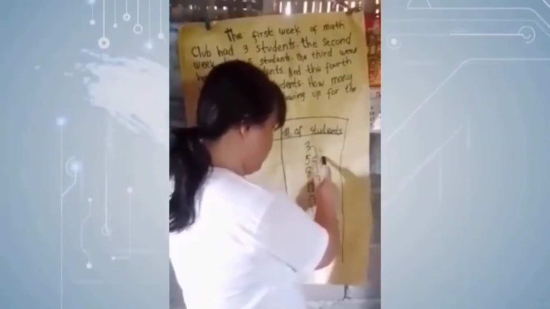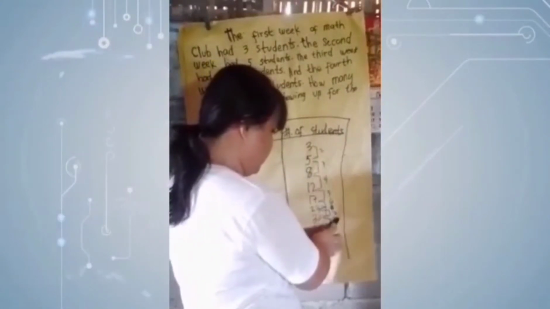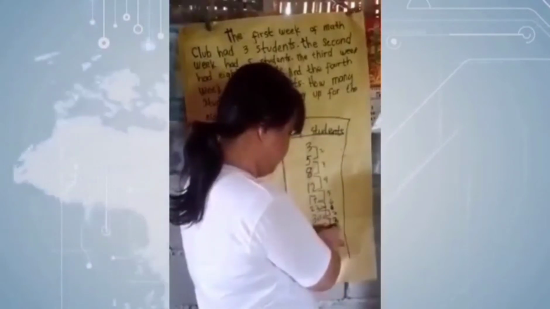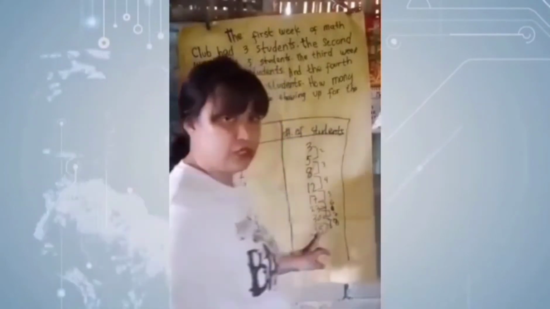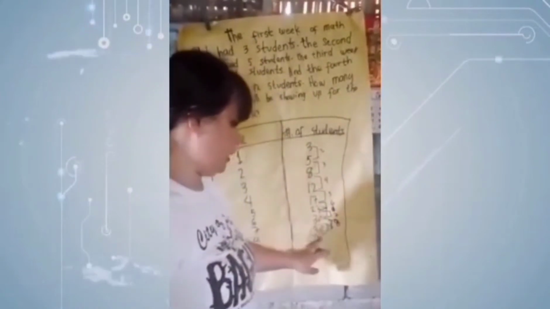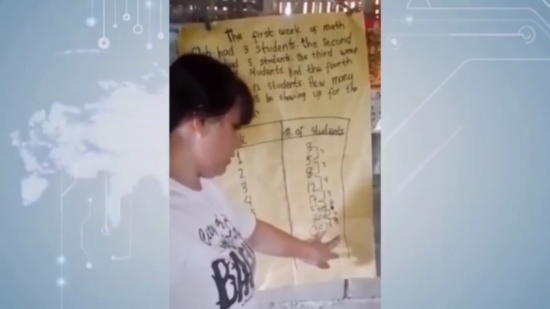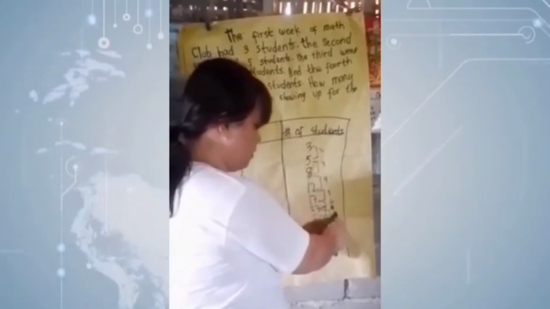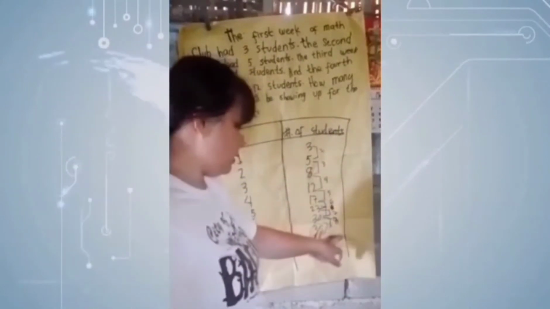So, we look at the pattern, then we ended up with the number 8. 30 plus 8 is equal to 38. That's the answer. The question is this: why did we end up with the number 38? Because we are using a pattern to solve this problem.